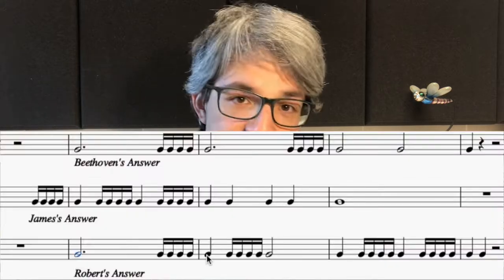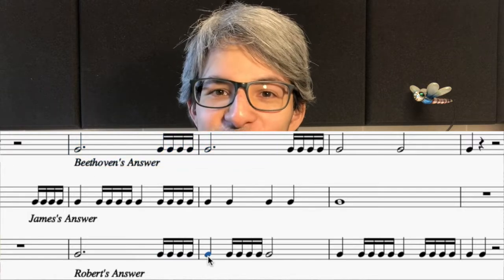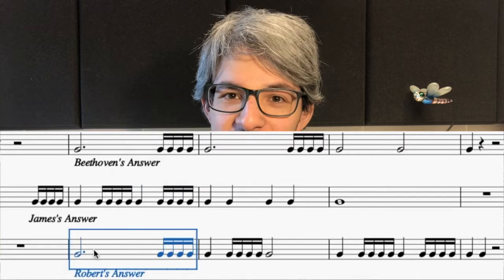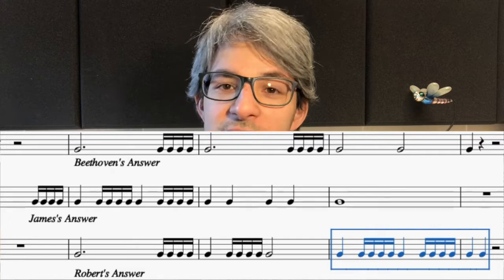I started off in the same way Beethoven did, and then was also tempted by the faster version of the motive, just like James. Then I decided to do something with that faster version of the motive, a sort of reiteration of the answer, like telling the story from a different angle.